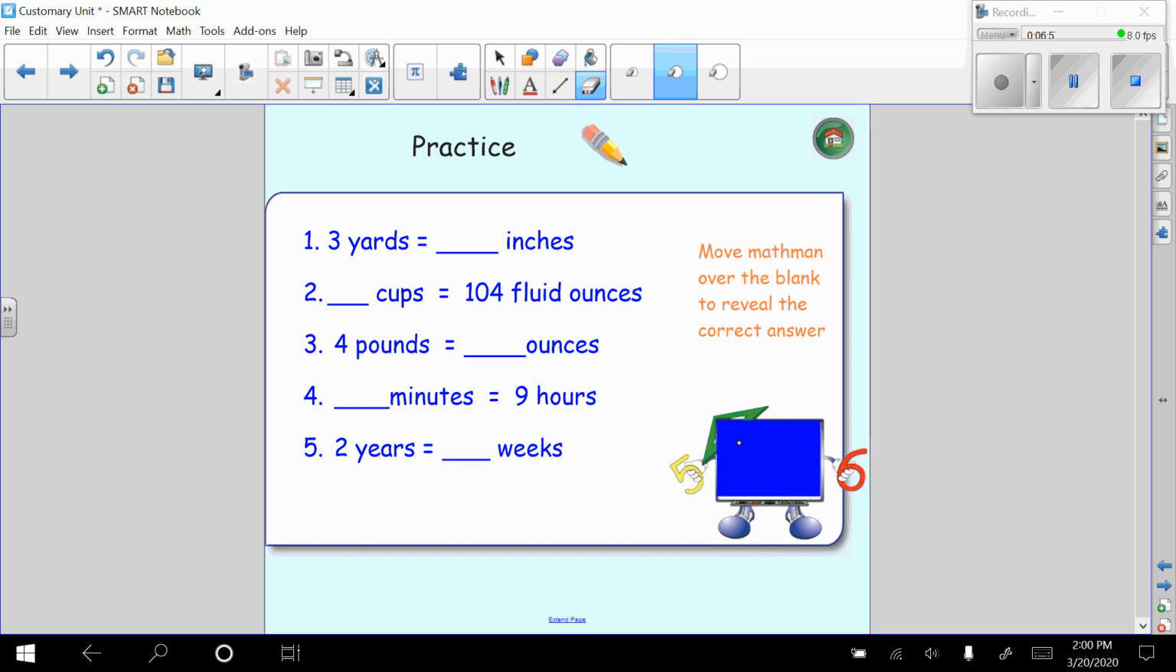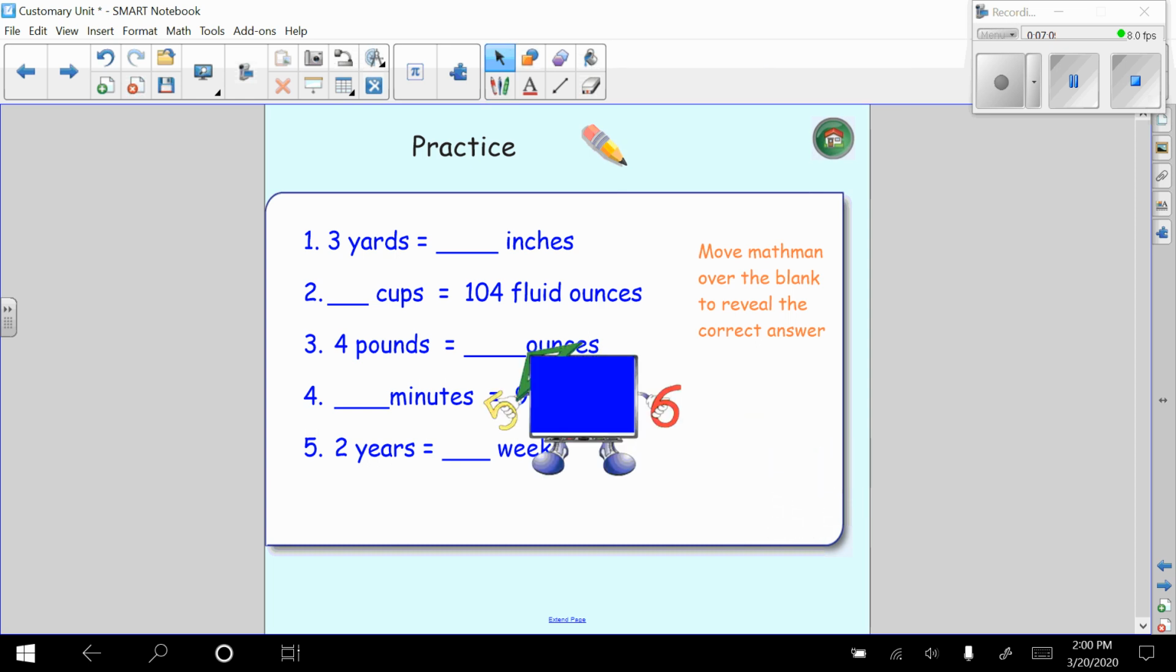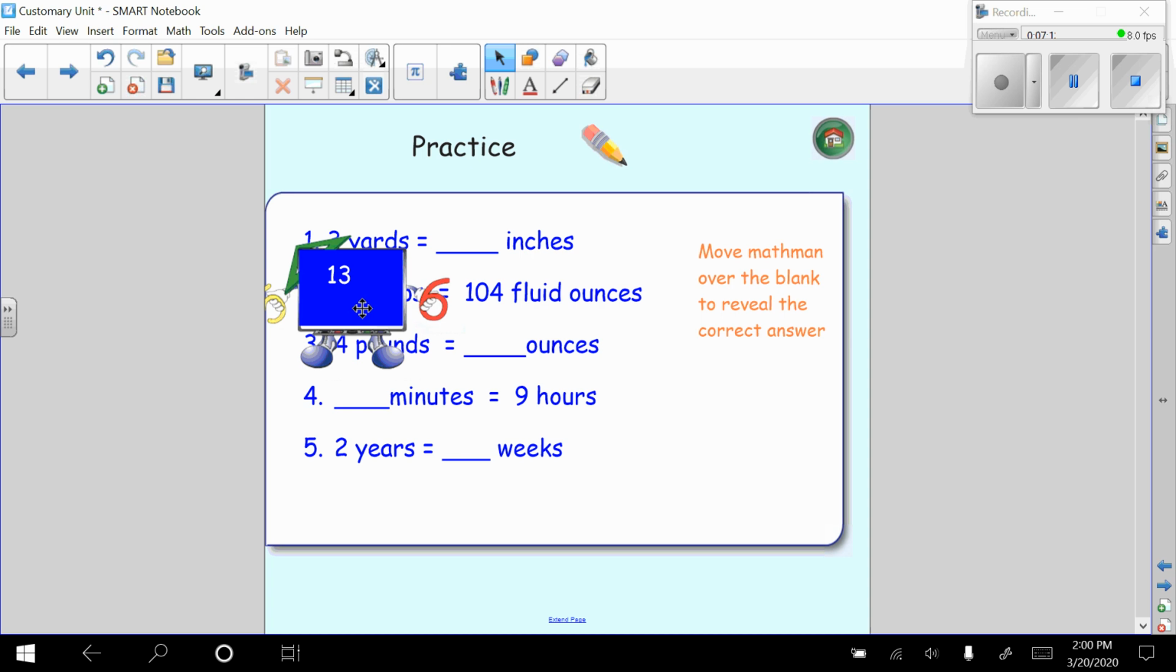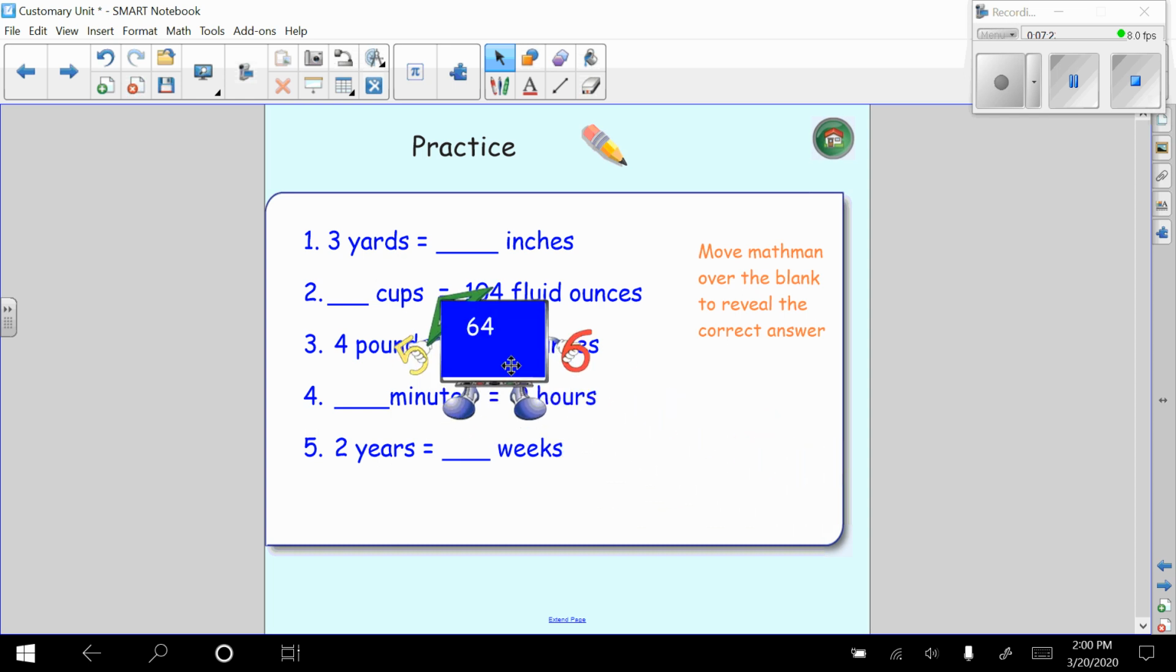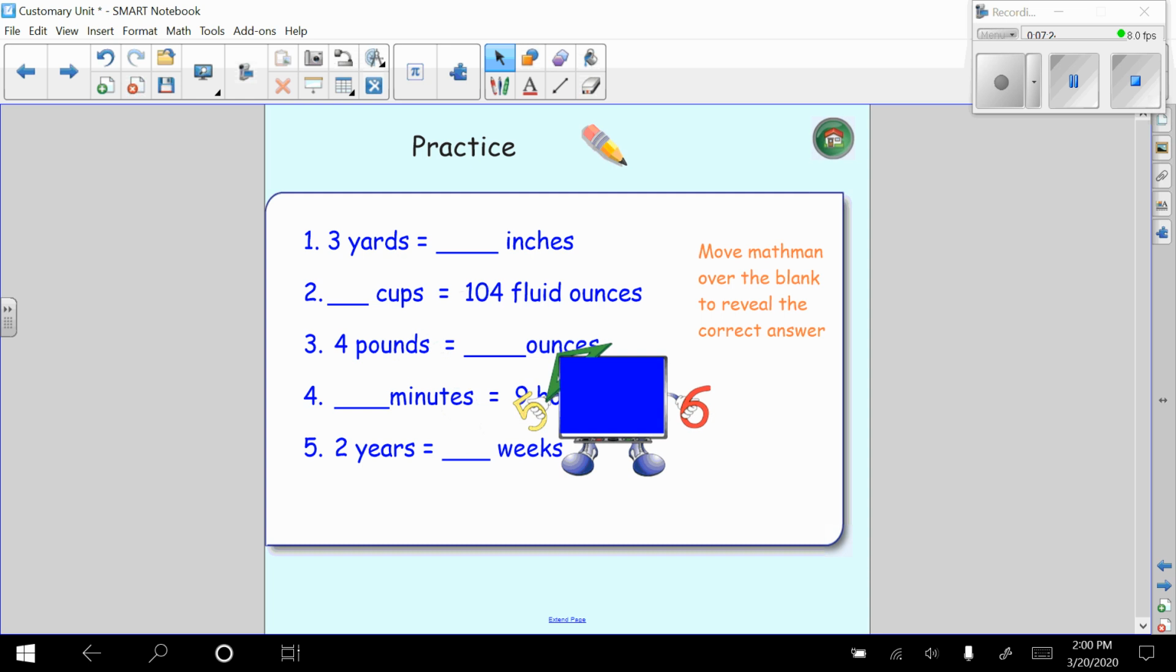You cannot skip. 2 cups equals how many fluid ounces? Well, we know that there's 8 ounces in 1 cup. So this is a division problem. Dividing that 104 by 8, you should have come up with 13. How many pounds to ounces? Well, there are 16 ounces in 1 pound. So you're going to be multiplying pounds to ounces. You would have come up with 64.